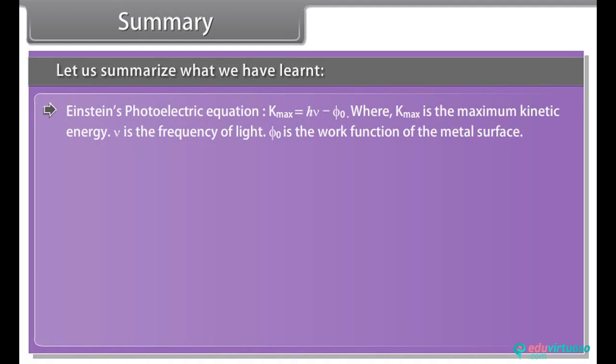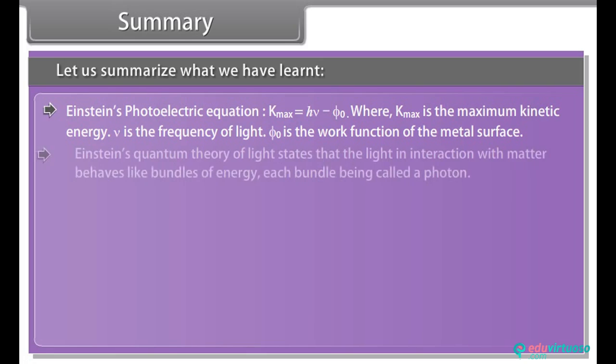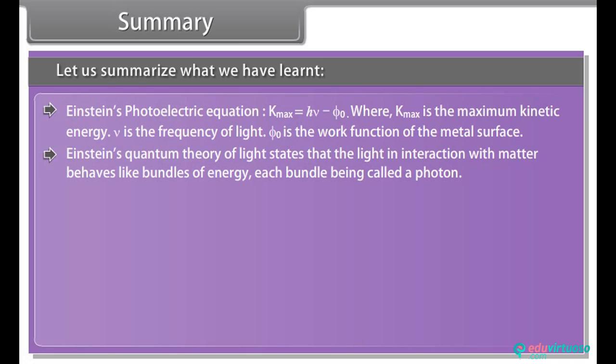Einstein's photoelectric equation: Kmax = hν − phi0, where Kmax is the maximum kinetic energy, ν is the frequency of light, and phi0 is the work function of the metal surface. Einstein's quantum theory of light states that light in interaction with matter behaves like bundles of energy, each bundle being called a photon. The energy of each photon of frequency ν and wavelength lambda is E = hν.